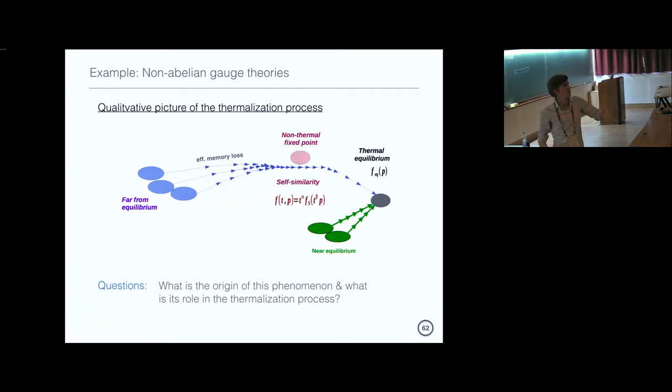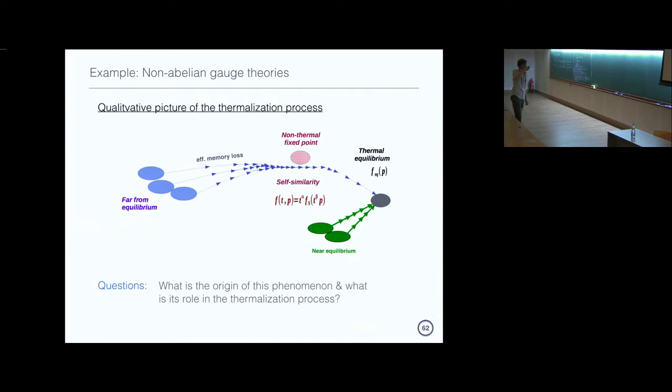What will happen is we'll just relax towards equilibrium on some time scale due to some exponential relaxation, right? So this is essentially the essence of the relaxation time approximation, for instance. However, what can happen in this far from equilibrium system is really quite different, right? If you look at a far from equilibrium system, you can find this phenomenon that very early on there's an effective memory loss, right?